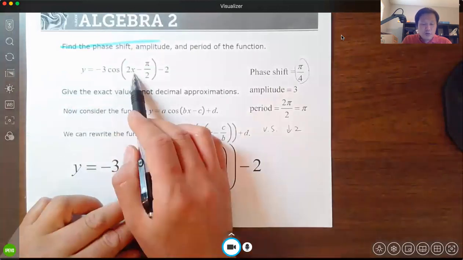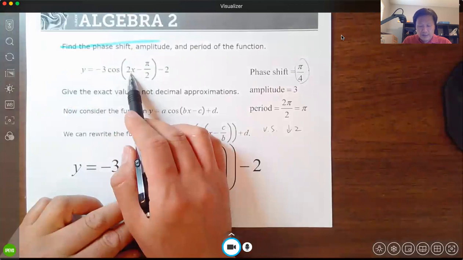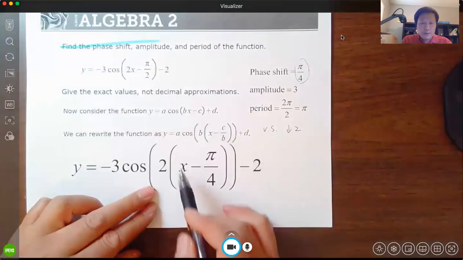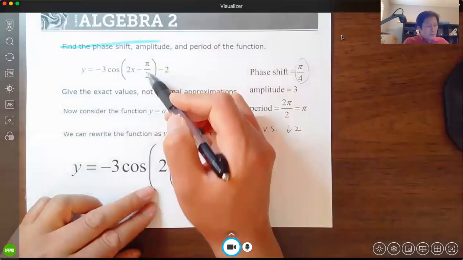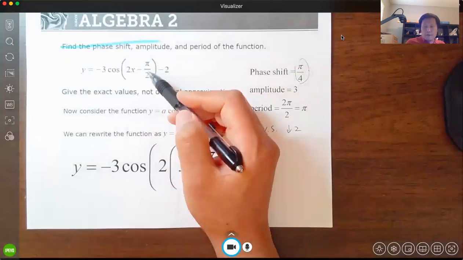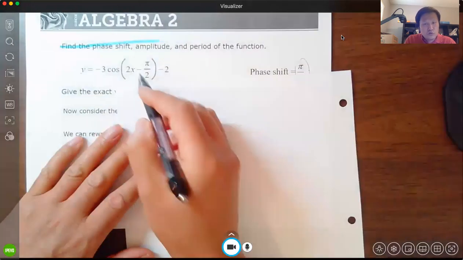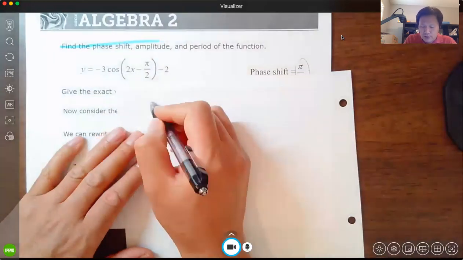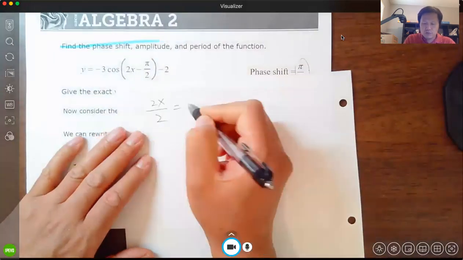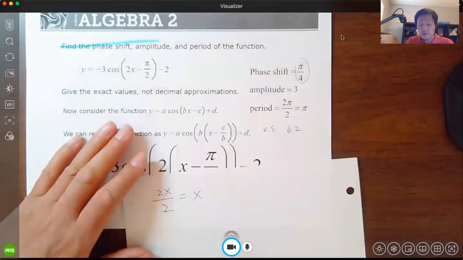Factor 2 out from 2x, you will have x. Factor 2 out from minus pi over 2, you will get minus pi over 4. So what does that mean? Factor 2 out from 2x: 2x divided by 2 becomes x. That's why you have x here.